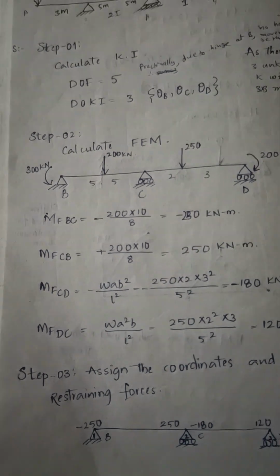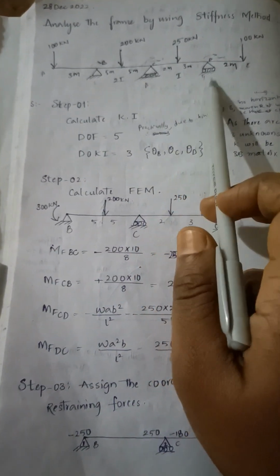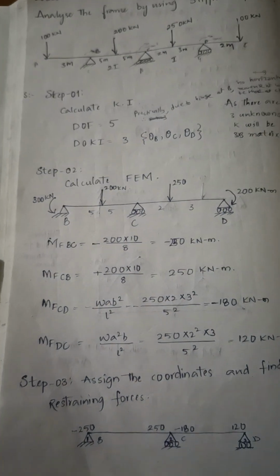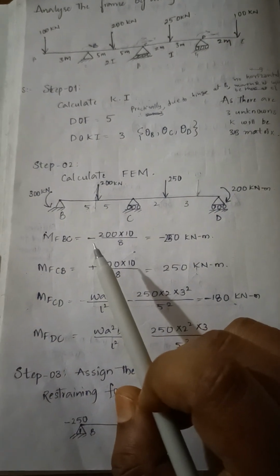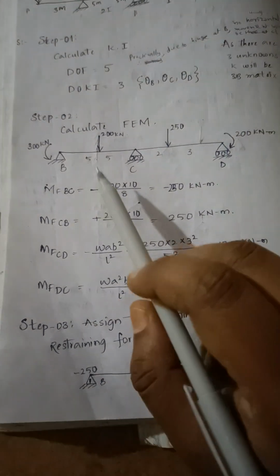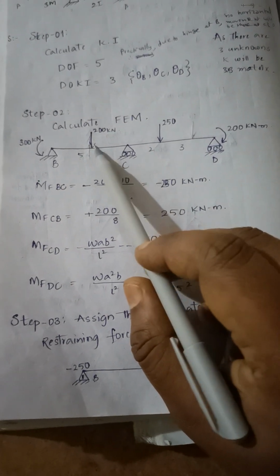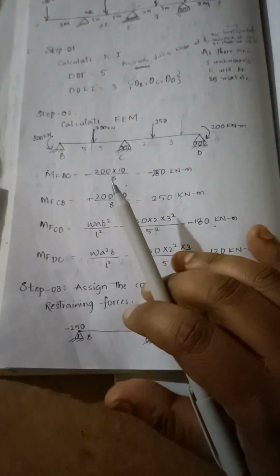Next, step 2 is calculating fixed end moments. So take this B, C and D. Here we need to calculate the fixed end moments: MFBC, MFCB, MFCD, MFDC. Here we know the formulas for point loads. This is a point load at center, and this is an eccentric point load. So you can substitute in these formulas and find the fixed end moments.